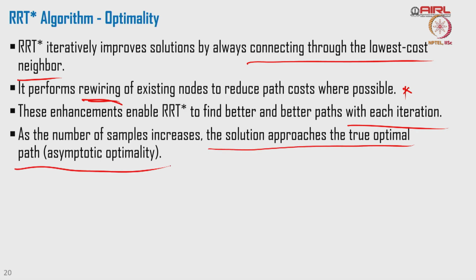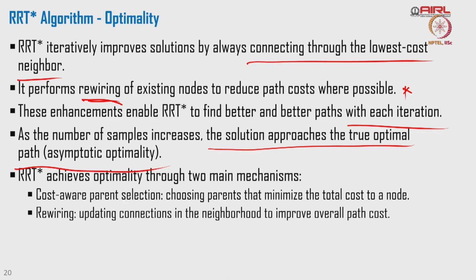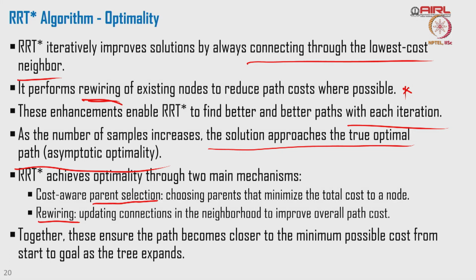So, what was missing in RRT? RRT used to find the feasible path. If it was present, then it was not optimizing it, we were getting a suboptimal path. We were not in a position to claim whether this path is the shortest path or whether it is optimizing some objective function or not, but that is being taken care of here in the RRT star algorithm. Okay. So, it achieves optimality through two main mechanisms, as I have told. The one is cost aware parent selection, another is rewiring. Okay. Fine. So, together this ensures the path becomes closer to the minimum possible cost from the start to goal as the tree keeps on expanding. Okay. So, that is what RRT star is.